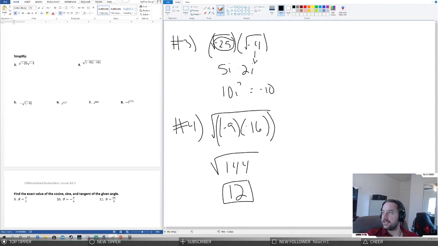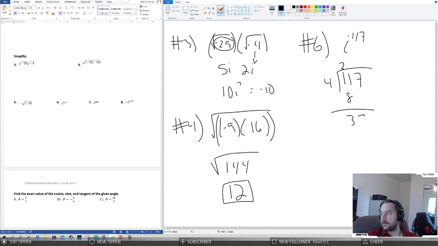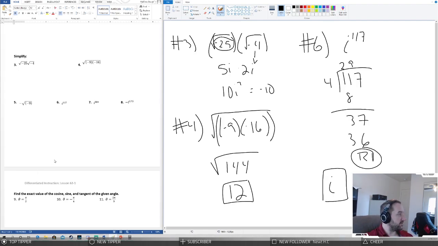All right, let's look at number 6. So we have i to the 117th. We said as a shortcut, I should take the 117 and divide that by 4. So 4 goes into 11 twice. 4 goes into 37 9 times, and I get remainder 1. And so with my remainder, I know that it's going to simplify to i to the first power. Any questions with that?